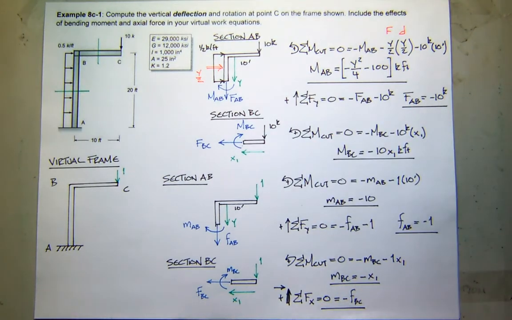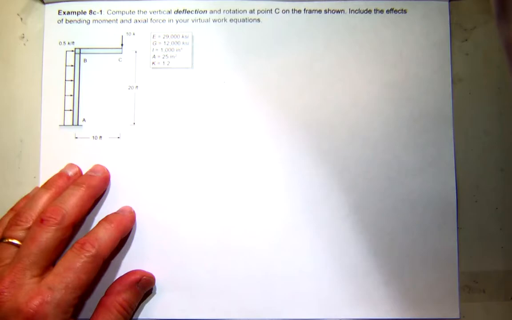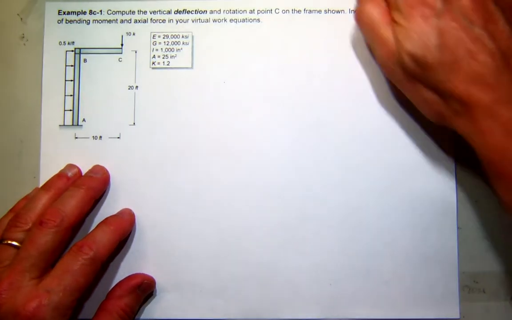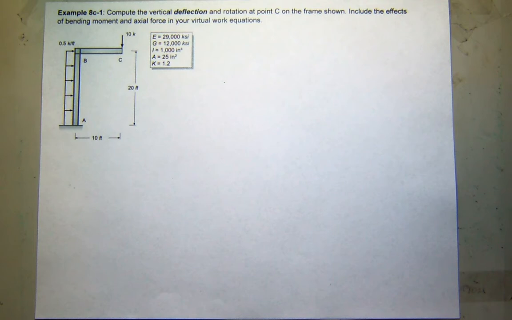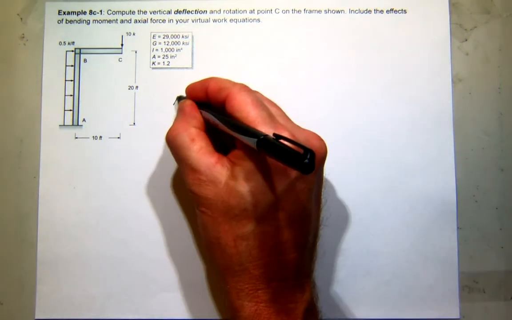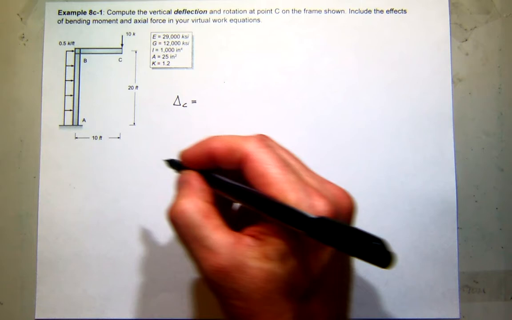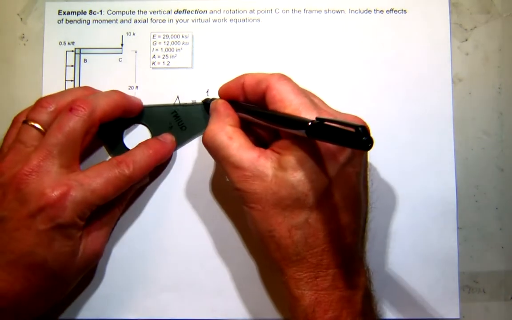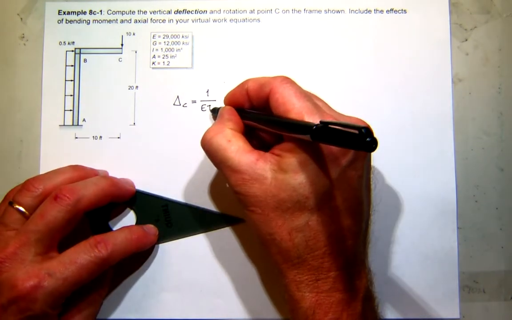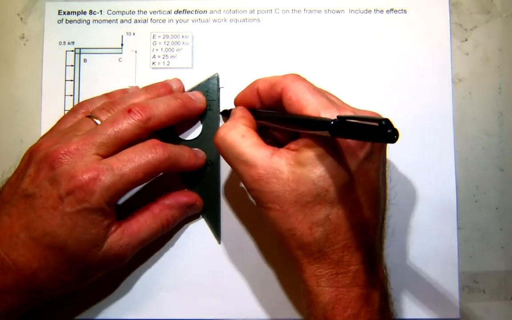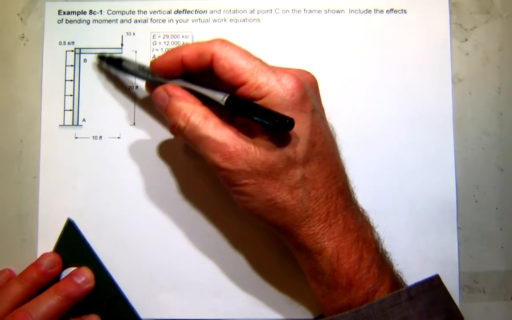So now I have all my pieces. Now I just got to put them together. Let's see if I can pull this off. Let me take this off here. So now the displacement at C, we'll do the bending part first. That'll be 1 over EI, and we'll do the segment AB.